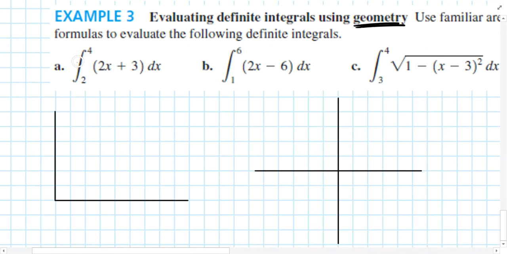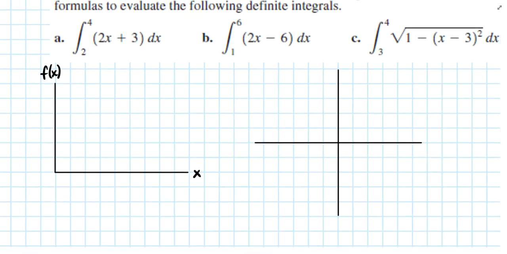geometry. So in part A, we're being asked to find the definite integral between a lower boundary of 2 and an upper boundary of 4 of this particular function. Now, our variable of integration here is x, so I'm going to go ahead and label the x-axis and the f of x-axis, or our y-axis. And the graph 2x plus 3 is a linear function with a y-intercept of 3 and a slope of 2.